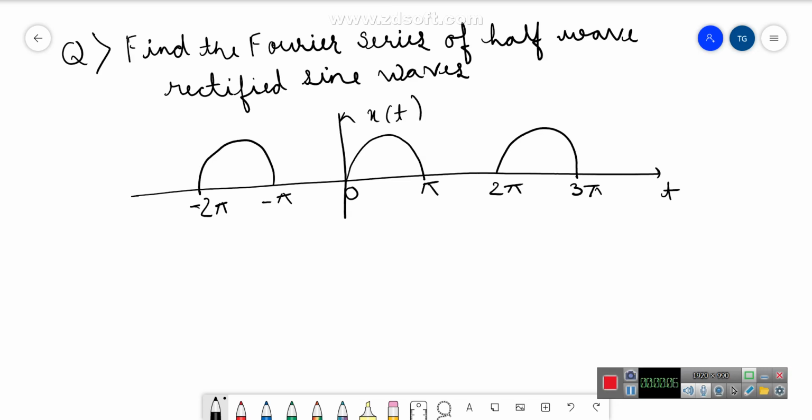So in this video we will find the Fourier series of half-wave rectified sine waves. We can see in this figure how it has been represented and how my half-wave rectified signal looks like. So we will solve this and find out the Fourier series for this signal.